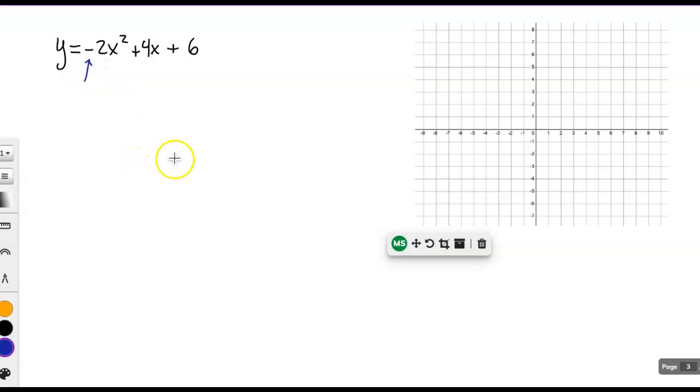So I think you know this part. You just look at the coefficient of the x squared term, and since it's negative, that means this parabola is going to open down. That means the vertex is going to be its max point. So the vertex is a max if it opens down.